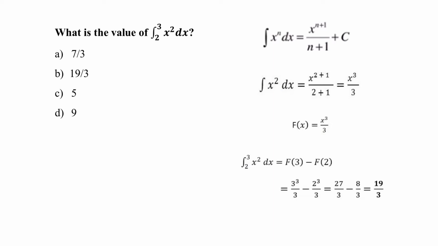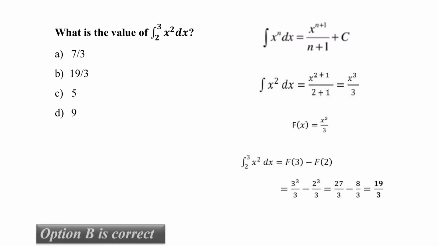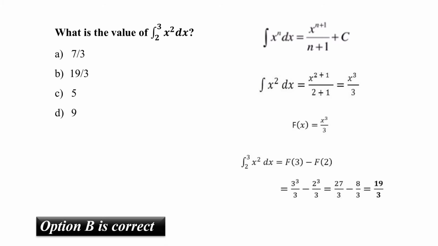Now we are going to put on the limits. So it is starting from 2, goes up to 3. So what we are going to do, we are going to have f(3) minus f(2). So we'll just put the values of x. In place of x, we are going to put 3 in the first equation, and 2 in the second equation. So with this, when we calculate, we are going to get an answer which is 19 upon 3. So the correct answer to this question is option number B, 19 by 3.